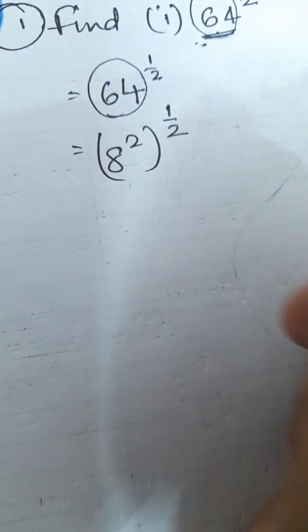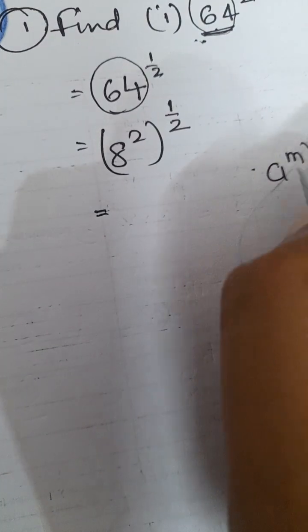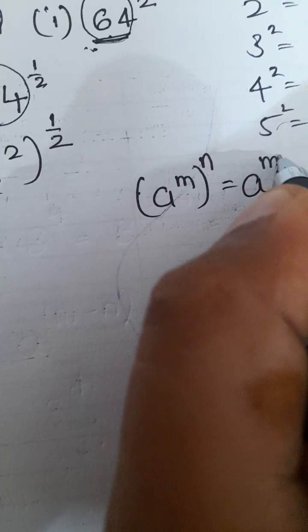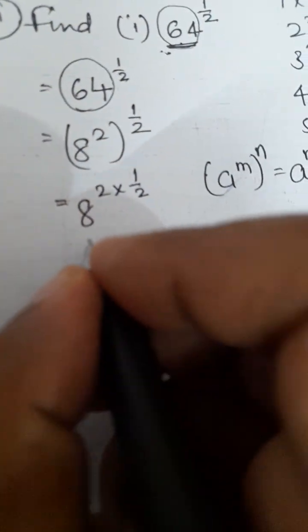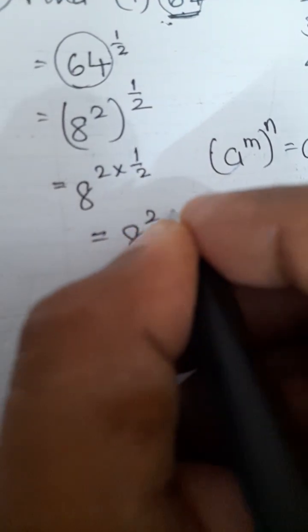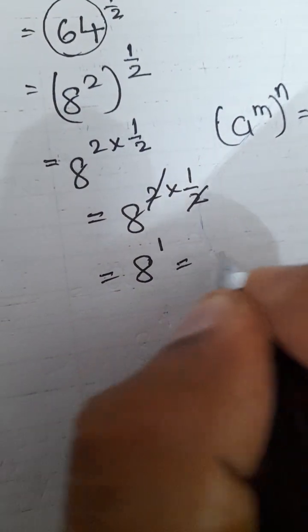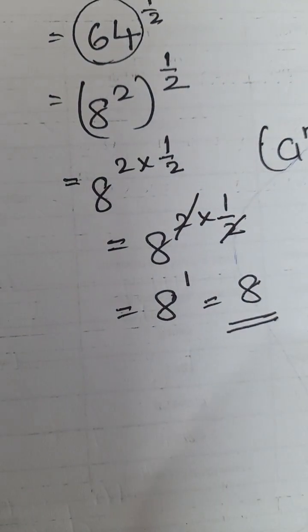So this I will write as 8 square to the power 1 by 2. As per the law, which is that law? a to the power m whole to the power n is equal to a to the power mn. That is what you have learned. So here it is going to be 8 square into 1 by 2, so 8 to the power 2 into 1 by 2. This 2 and this 2 get cancelled. So you are left with 8 to the power 1, that is nothing but 8. So the answer is 8.